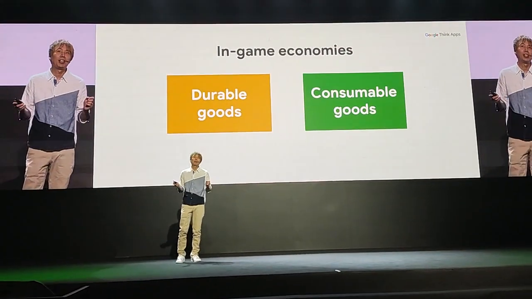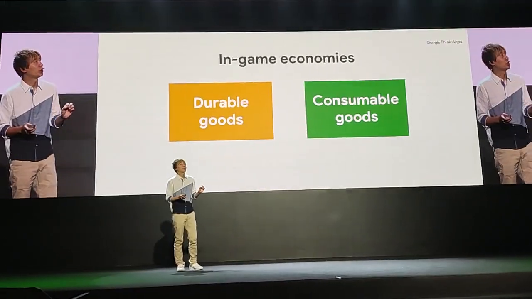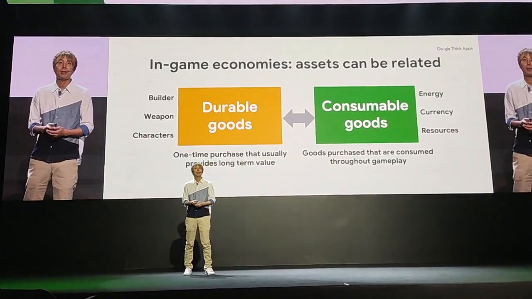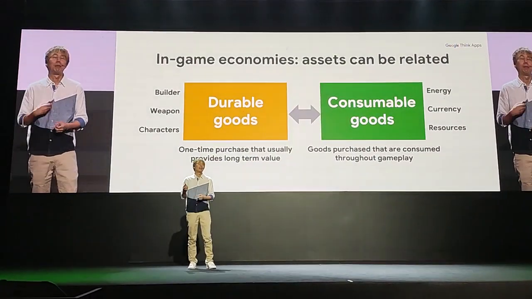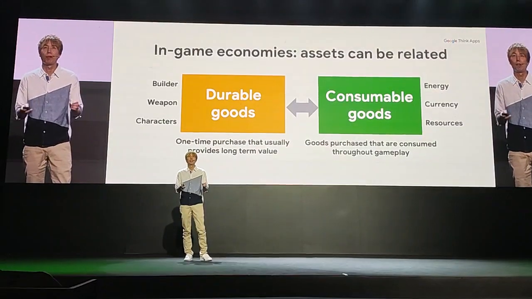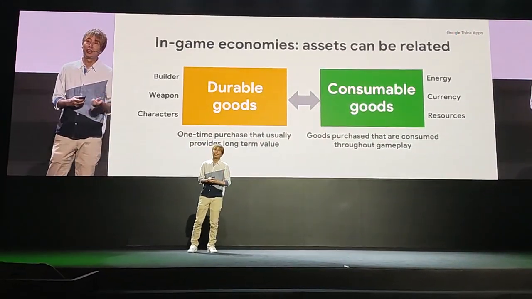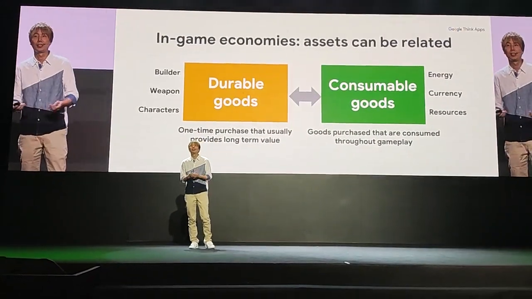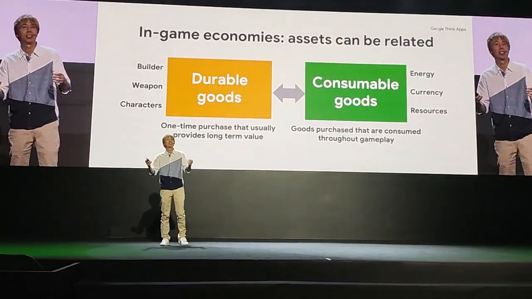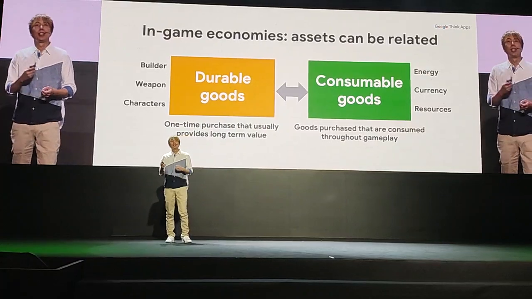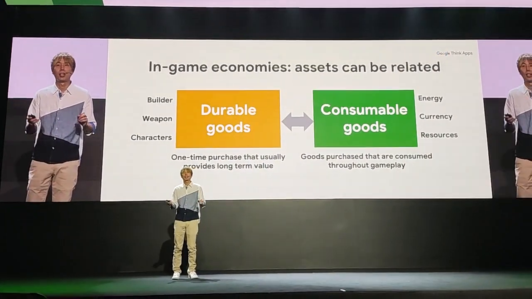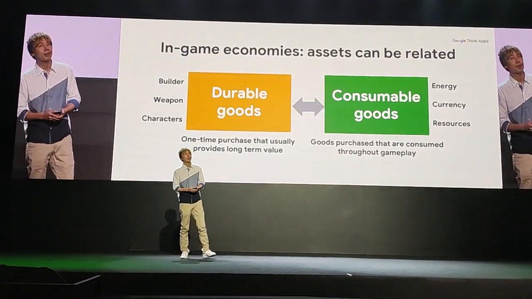So if you have an in-game economy, there are commonly two types of goods: durable and consumable goods. Durable goods are what I'm defining as one-time purchases that usually provide long-term value. So things including characters, weapons, cars if it's a racing game, or buildings if it's an SLG. These usually are only purchased once, and they can last a long, extended period of time.